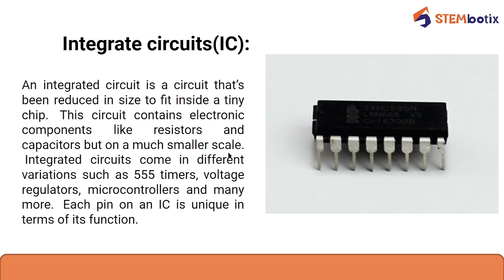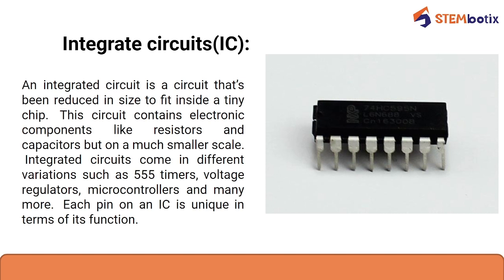The second active component is the IC, which is the integrated circuit. So this is how your IC or integrated circuit looks. It performs its function whenever current flows through its terminals. An integrated circuit is a circuit that has been reduced in size to fit inside a tiny chip. This circuit contains electronic components like resistors and capacitors, but on a much smaller scale. Integrated circuits come in different variations such as the 555 timer IC, voltage regulators, microcontrollers, and many more.